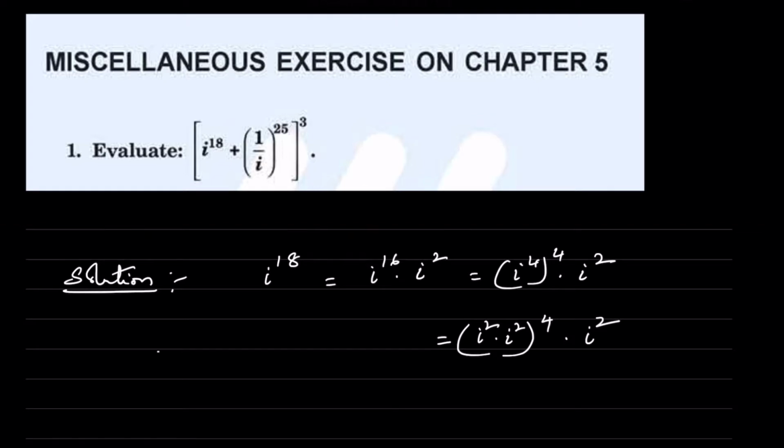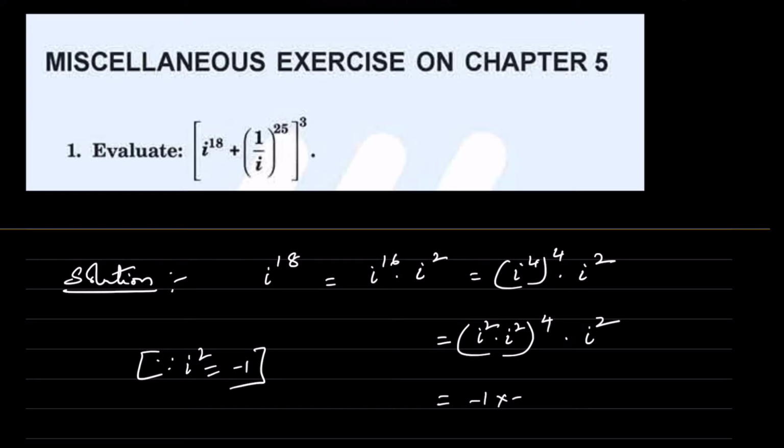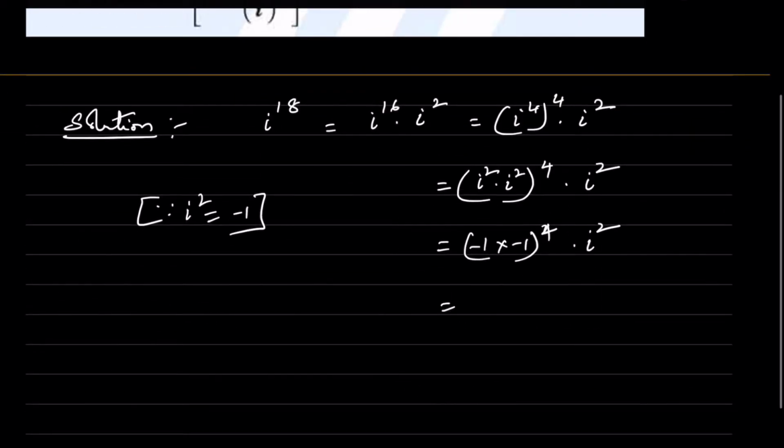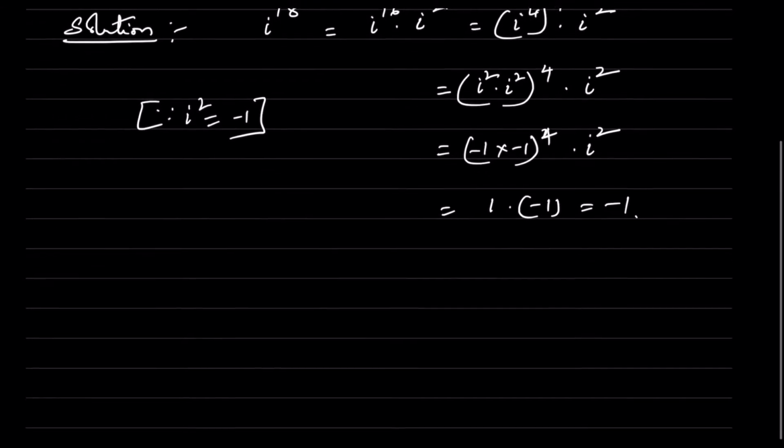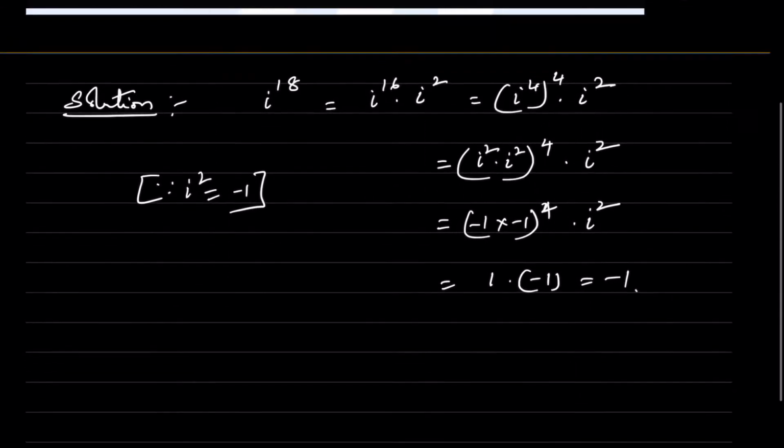Since i square is equal to minus 1, you can write this as (minus 1) whole to the power of 4 into i square. Since it's an even power, you will get plus 1 into minus 1, which is equal to minus 1. So therefore this is minus 1, the first part. Now what's the second part?